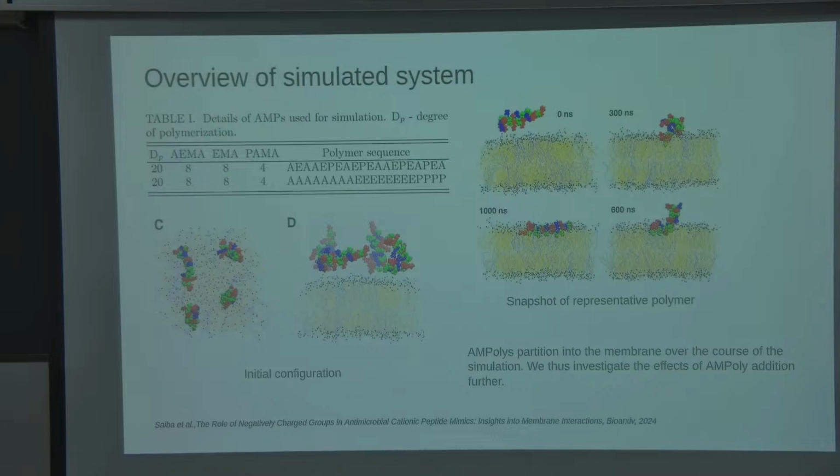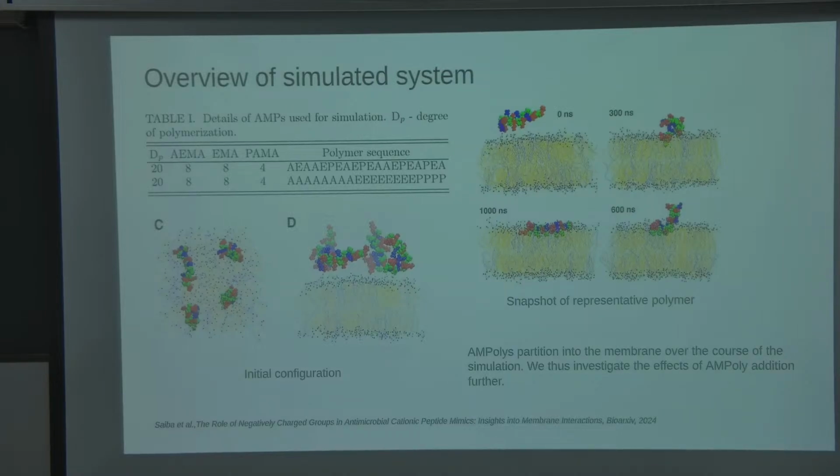Over the course of the simulation, we took two sets of simulations, both of which we ran for near a microsecond. We see that some polymers do partition into the bacterial membrane, and we also see that the hydrophobic groups, the green color, are the ones which are partitioning, and the other groups are being pulled in because the hydrophobic groups are being partitioned.